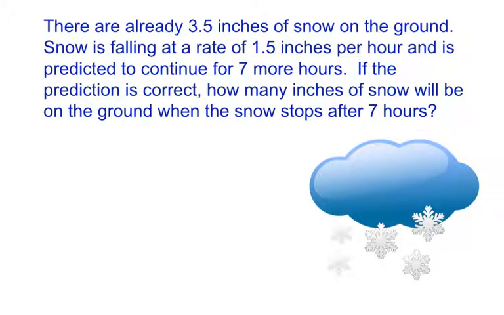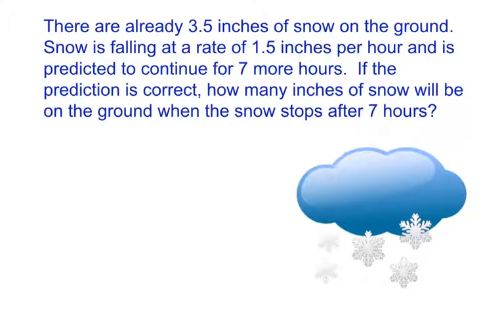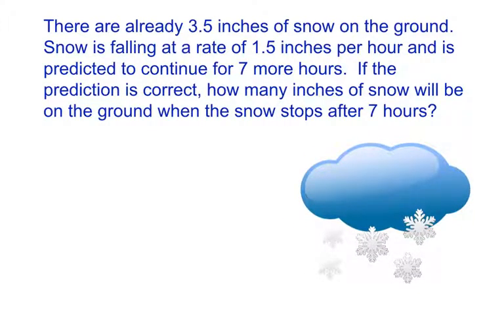Alright, let's say it's snowing. There's already 3.5 inches of snow on the ground, and snow is falling at a rate of 1.5 inches per hour. It's predicted to continue for 7 or more hours. Now, this is assuming that none of the snow is melting, of course. It's saying if the prediction is correct, how many inches of snow will be on the ground after 7 hours? How much snow is on the ground?